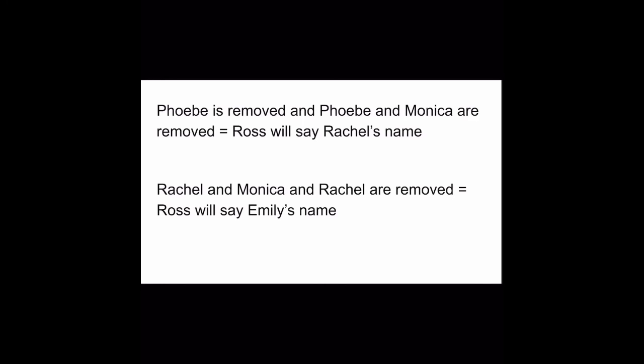Another phenotype that is the same is if Rachel, and Monica and Rachel, are removed. Then Ross will say Emily's name, and he will end up staying married to her.